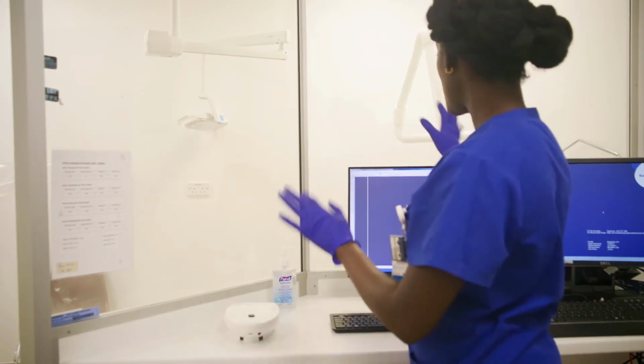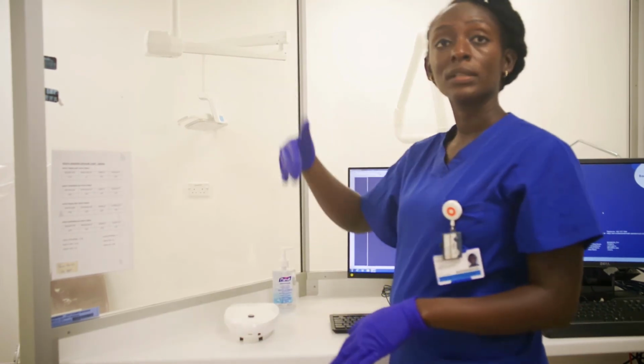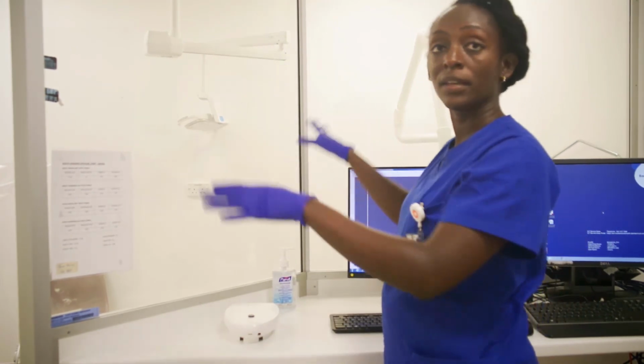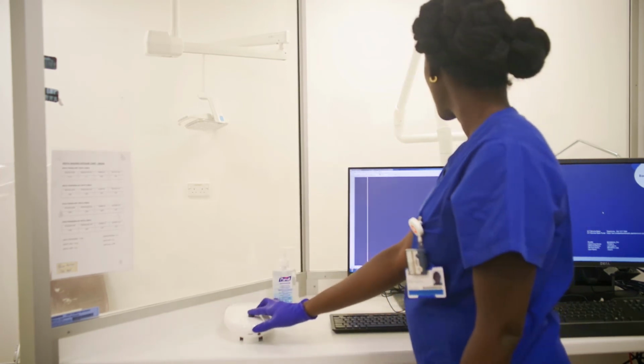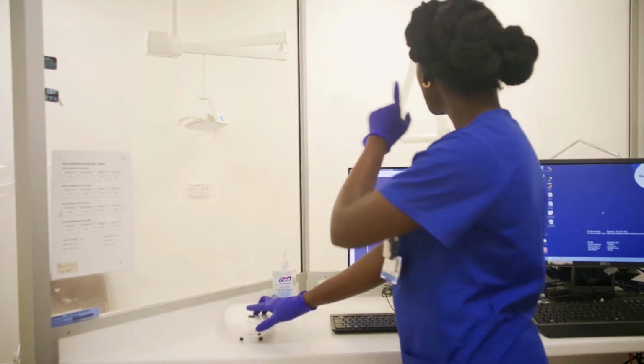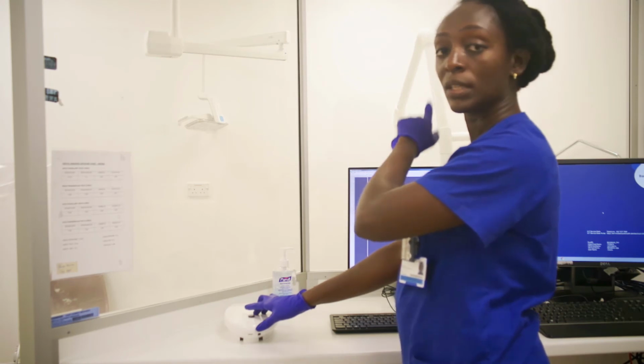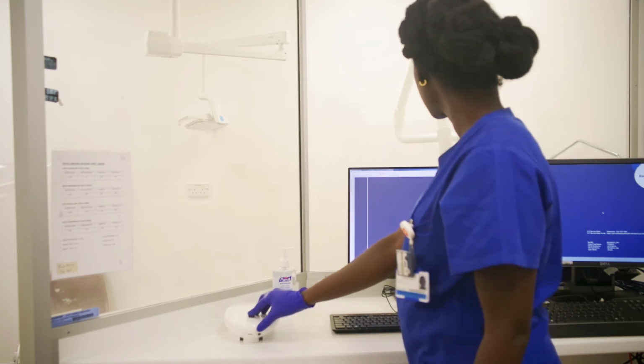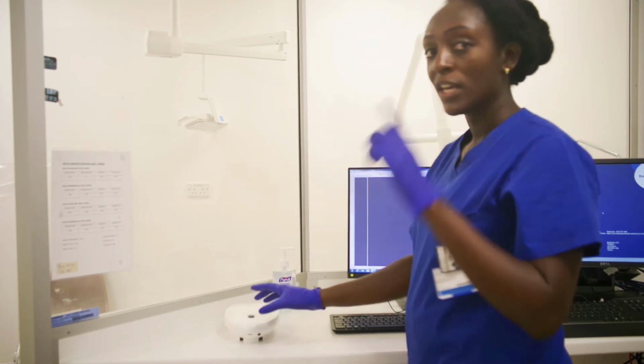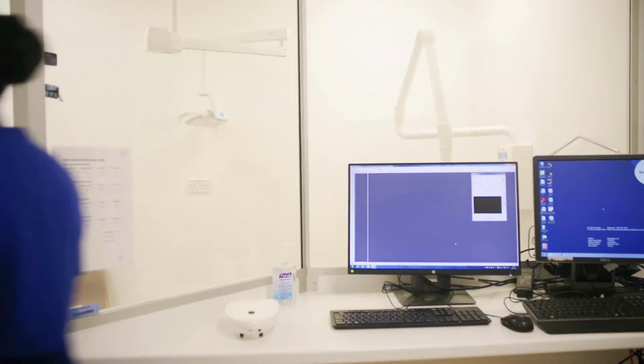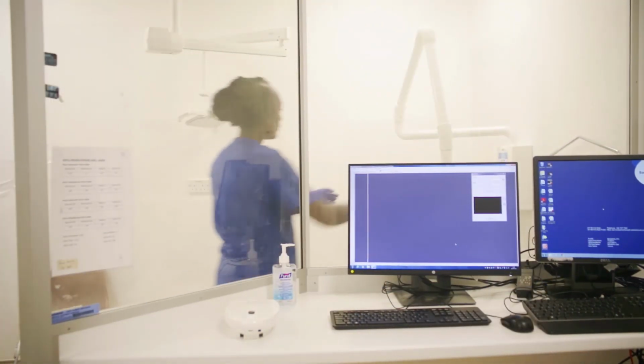Okay, so the patient is nicely positioned. I've come round the control panel. I'm standing behind the screen, so I'm ready to press the exposure button. But first, I want to check that the patient is still in position. The patient hasn't moved. I press the exposure button, and you hear that beep, and then I go behind and take the holder out.